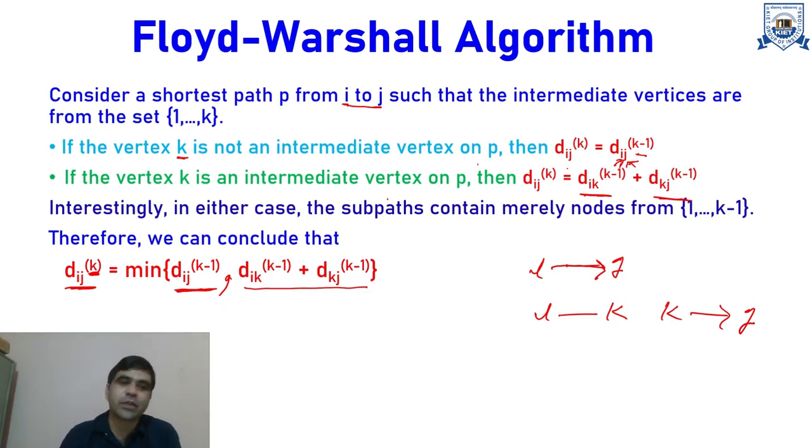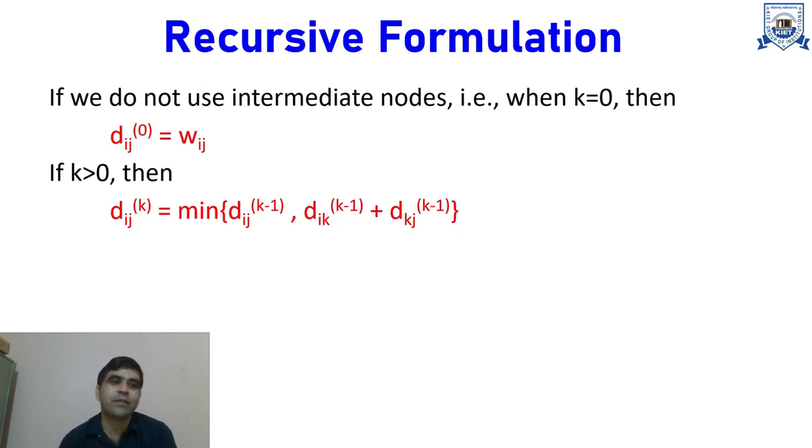So recursively you can say that if k is 0, for example, this is the distance between i and j, and k is 0 means you are not taking any intermediate vertex between them. You are talking about the direct path. That is the weight of the edge between these two vertices i and j, simple as that.